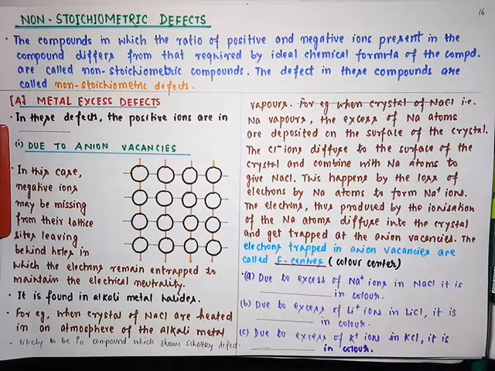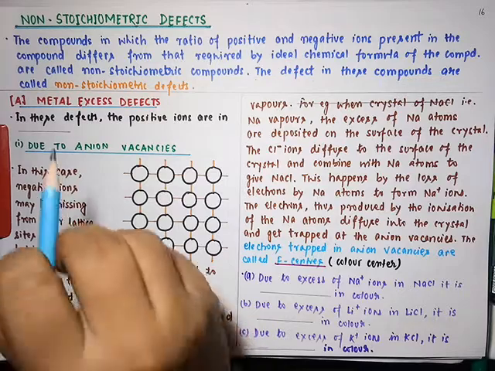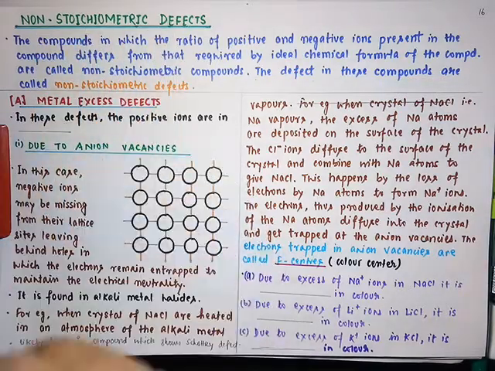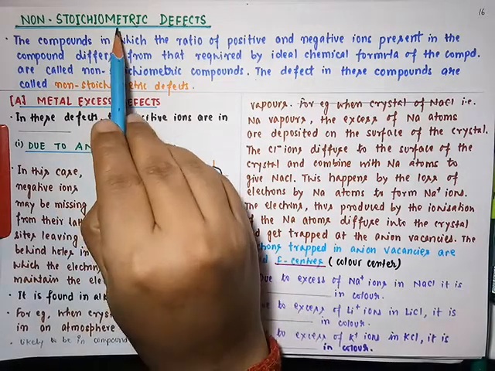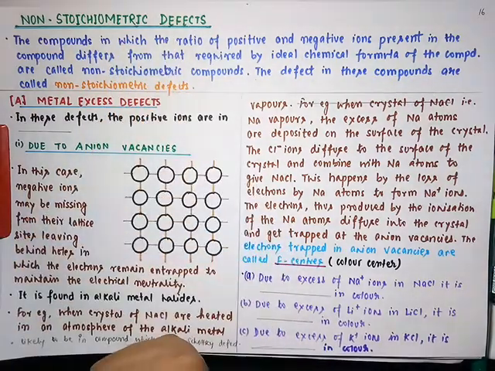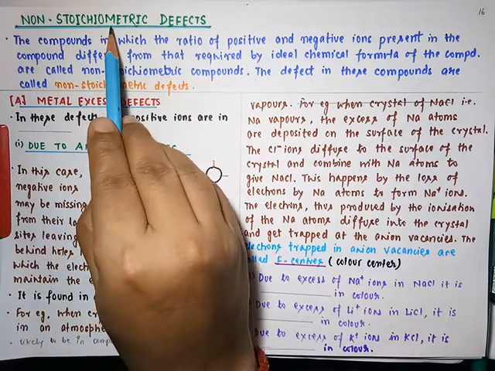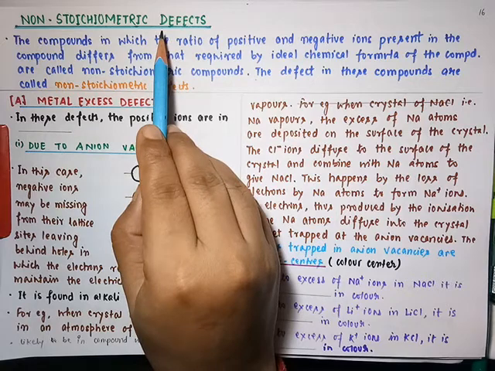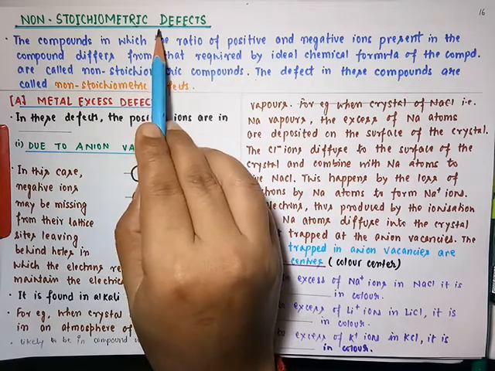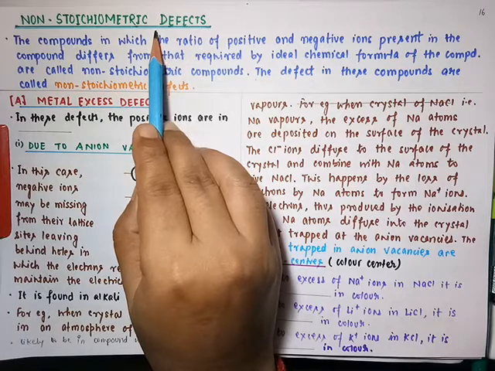Let us now discuss, student, non-stoichiometric defect. I have discussed in my previous video about stoichiometric defect. So I told you about stoichiometric compounds, that those compounds which have the same number of positive and negative charges that should be present in its formula. But in non-stoichiometric it is just vice versa.